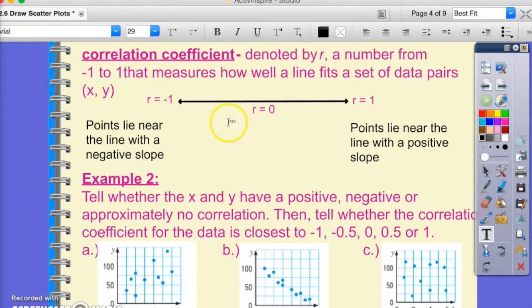Now what if it's 0, like no correlation? Well, that has one too. Points do not lie near any line.